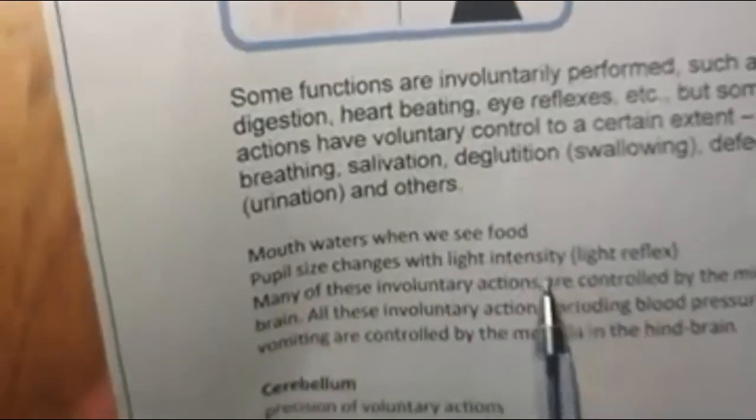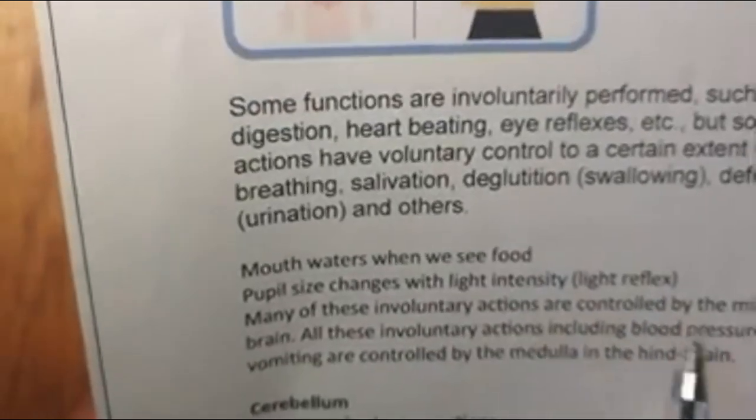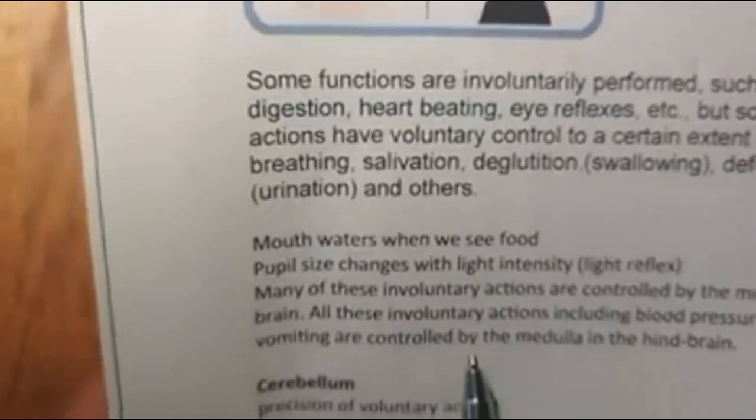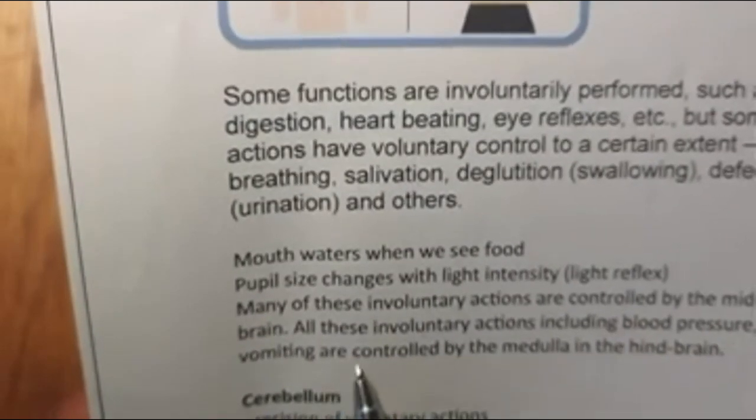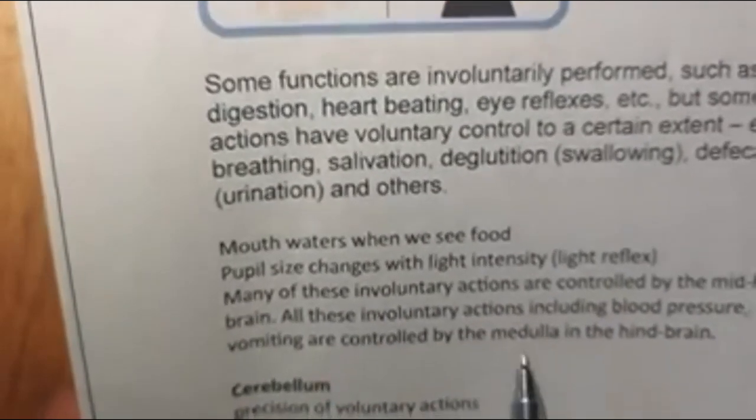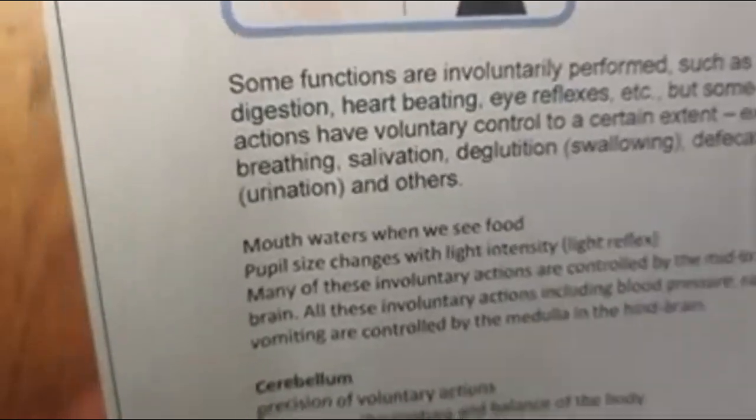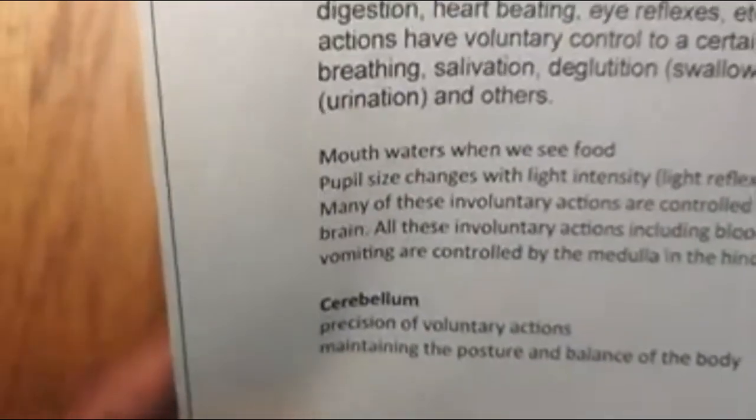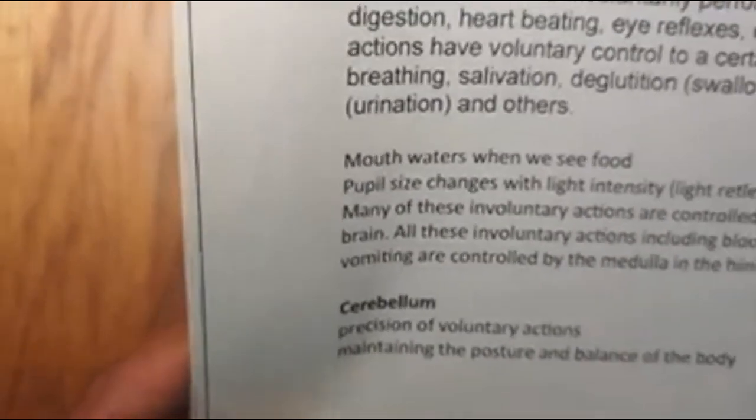Pupil size changes with light intensity. That's called light reflex. Many are controlled by midbrain and hindbrain. Many of these activities. All these involuntary actions, including blood pressure, salivation, vomiting, are controlled by medulla in hindbrain. Okay. Now, a little bit about cerebellum. So, cerebellum, we have seen already that it's important in posture, balance, and precision of voluntary actions.